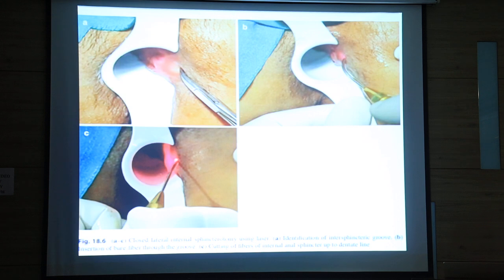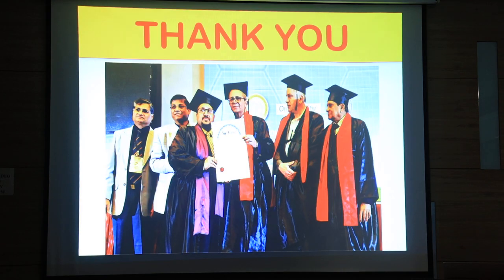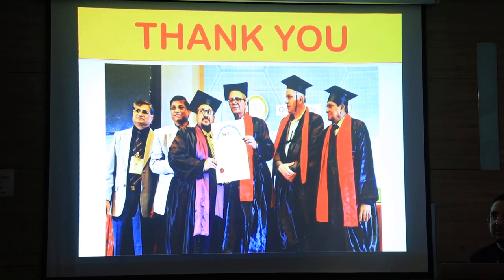So this is the technique. This is the intersphincteric space. You can directly go inside the intersphincteric space with the help of laser by the bare fiber, and you can see the lighting. You can cut the fibers here up to the dentate line. So two processes. This is the blind process. Second process.